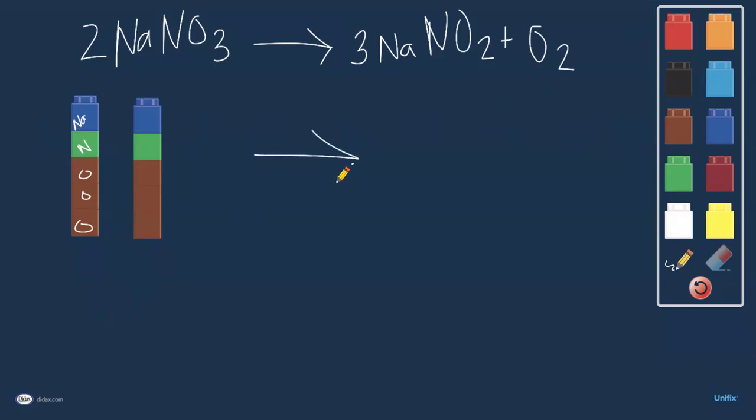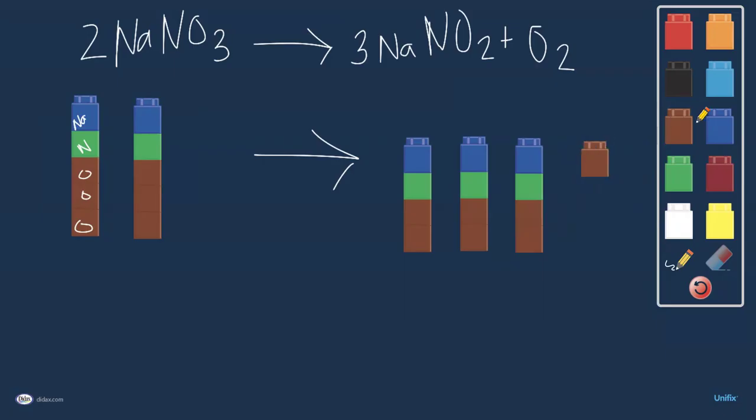And then on the other side, we are going to have 3Na. So this is our Na, NO2, and there's 3 of these. And I'm only going to label one of these towers. All right. So this is going to be Na. This is going to be N. O, O, and these are O, O.